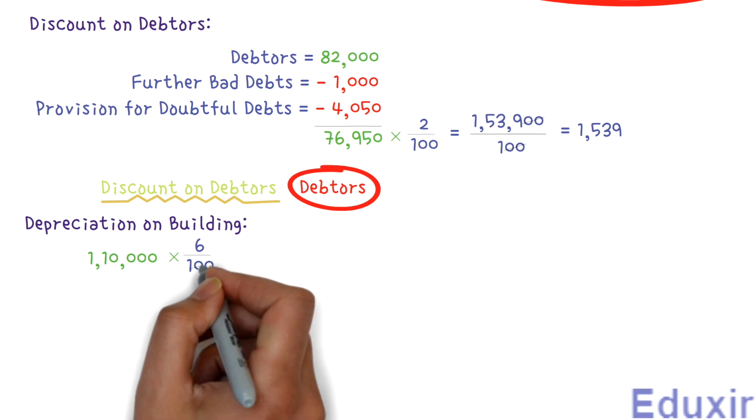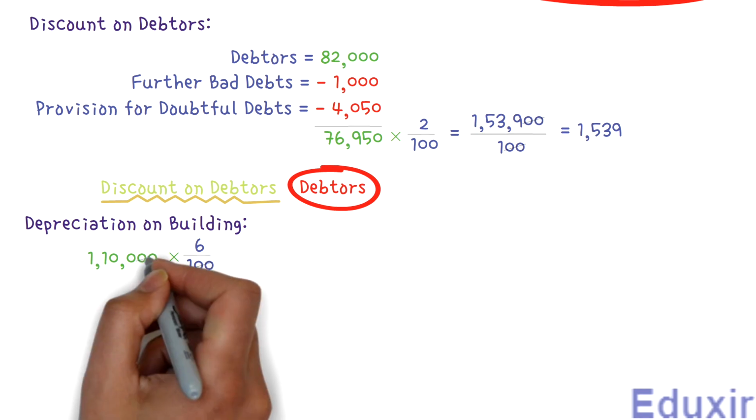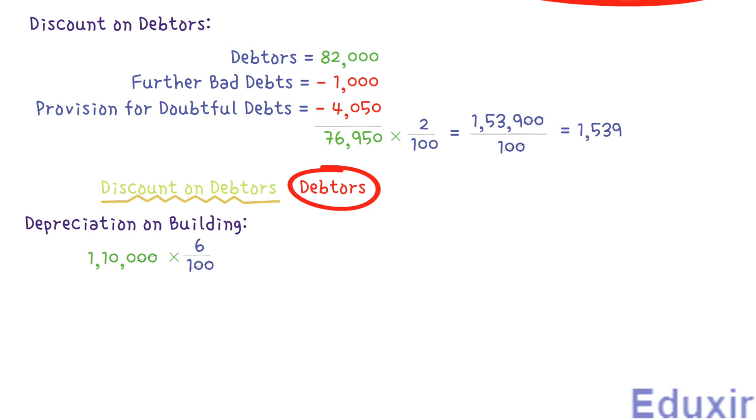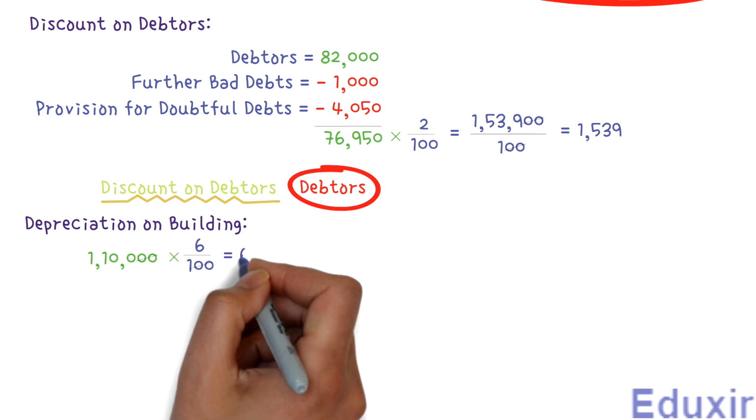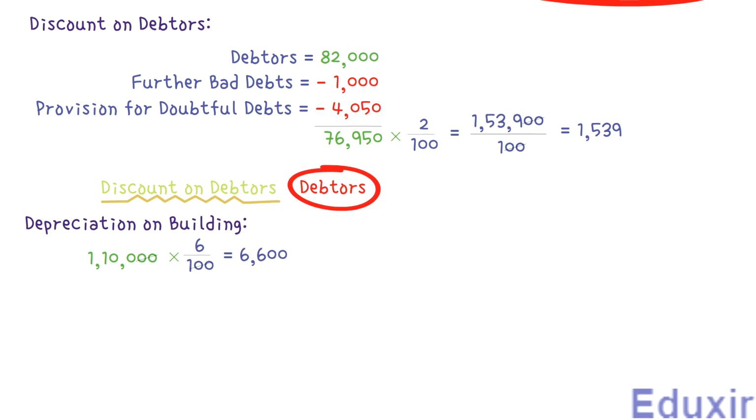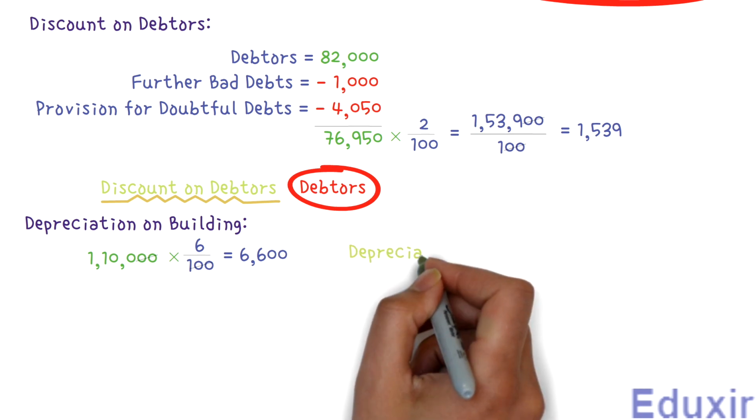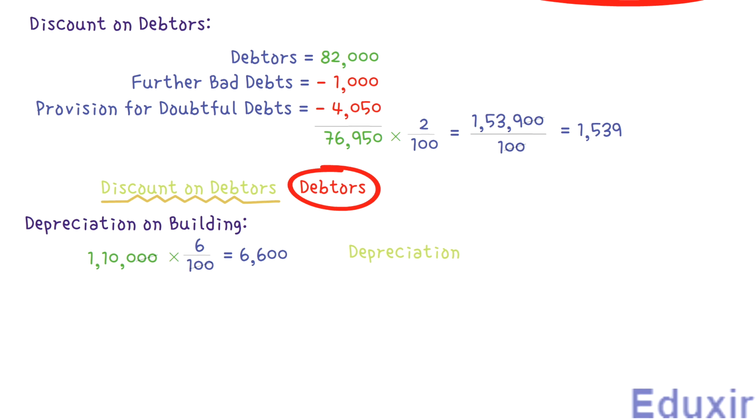Let's cancel 2 zeros in 100 for the 2 zeros in 1,10,000 rupees. Now if we multiply the remaining 11 hundreds with 6, we get 6,600 rupees. As you know, the depreciation is an operating expense and we post the depreciation by debiting the depreciation account. At the same time, as the depreciation is reducing the worth of the building, we should credit the building account.